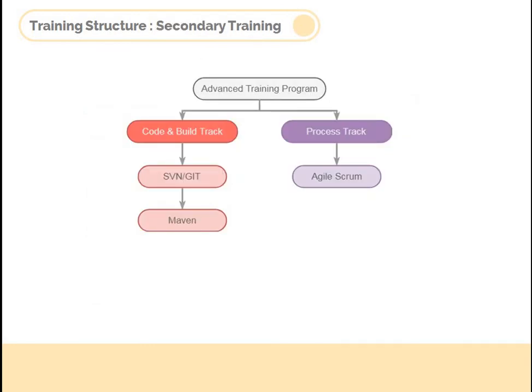Now for the secondary training, we have the code and build track, wherein we can train on SVN and Git and Maven as technologies. And for the process track, we have Agile and Agile Scrum and some other tool, probably Jira or Rally or Target Process.